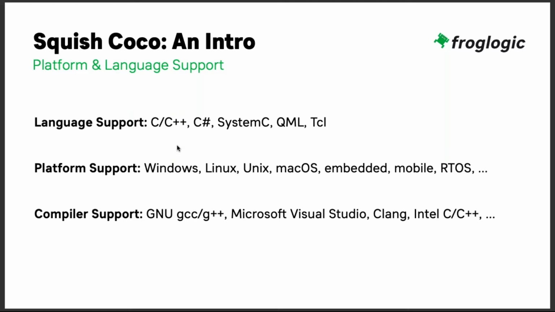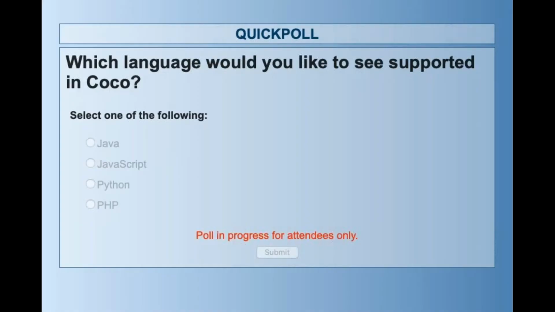As for language support, this is changing. Right now we support popular languages from the C family of programming languages, in addition to QML and Tcl. And adding languages to Coco support is, of course, an area of active development, and it's driven by customer demand. I'd like to just pause and bring up a quick poll for you about language support you'd like to see in Coco, because we're always interested in what customers want. So I'm going to launch this poll right now.